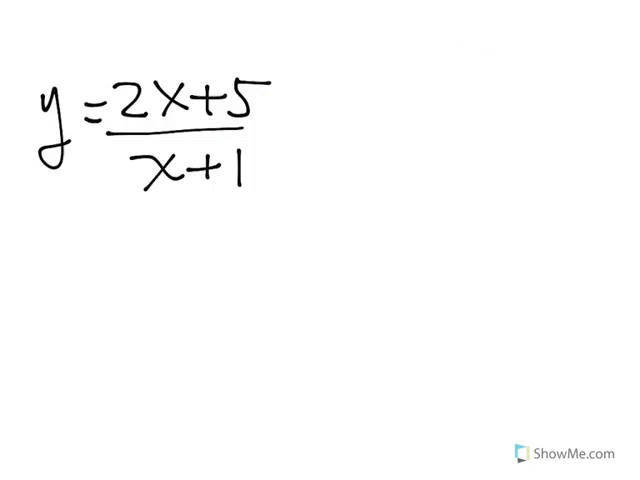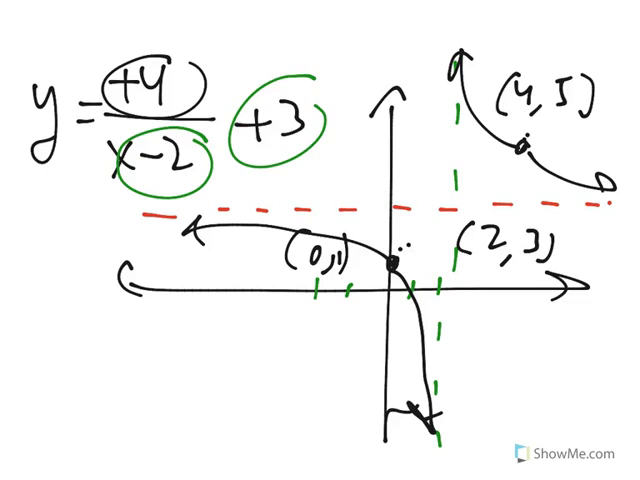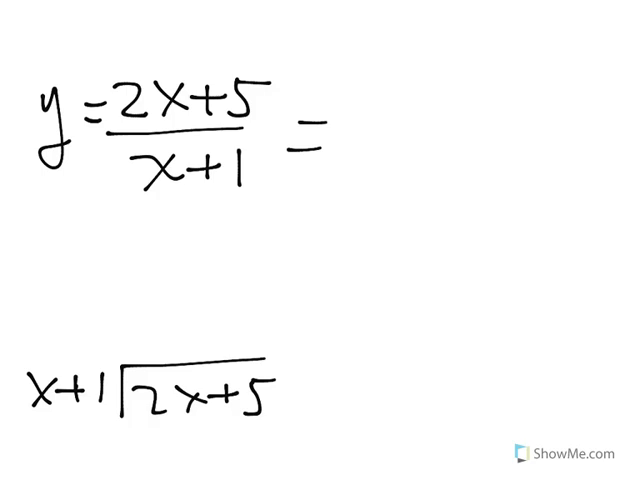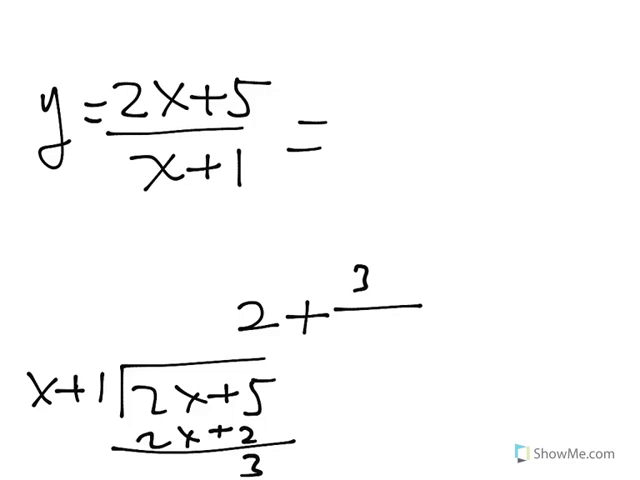Now this looks more difficult. It does not have, like all the others, some kind of constant in the numerator, and this doesn't look like that. However, we can pretty quickly turn it into that other form. So we get 2, that's 2x plus 2, remainder 3. We're going to write that 3 as 3 over x plus 1, or I'll write this as 3 over x plus 1, plus 2.